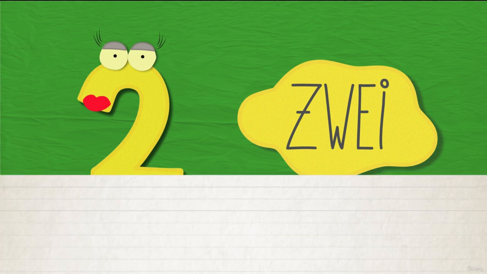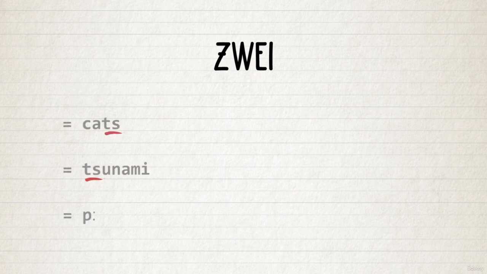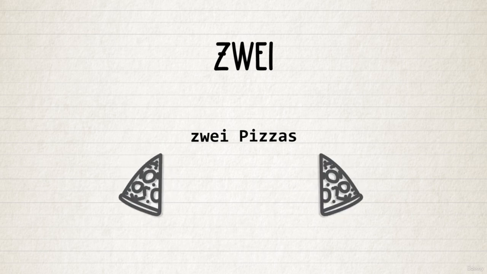Zwei. In case you didn't pay attention until now or just want to make sure you got everything correctly, here it is again, I. But here we have more. Listen to this, zwei. Zwei. The German Z is called Z because you read it as a Z, like in cats or tsunami or pizza. You can practice. Zwei Pizzas.